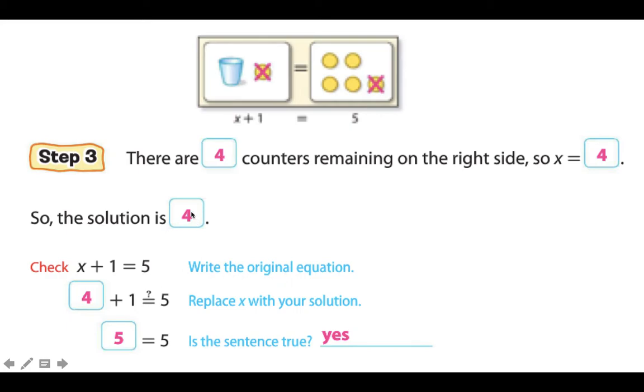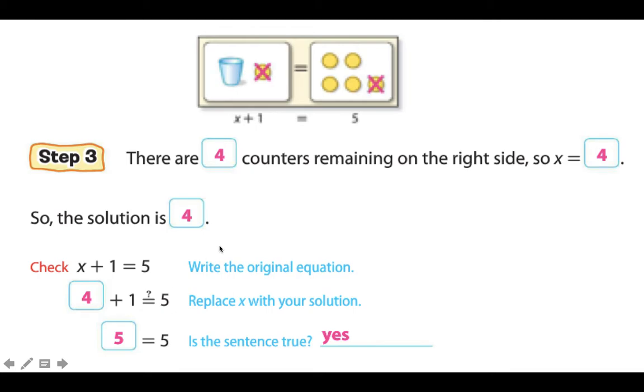Now, we're going to take our solution and replace it in the equation where the x was, just to check and make sure we did this right. So we have the expression 4 plus 1 equals 5. Well, if we simplify 4 plus 1, that does equal 5. And look, we've got a sentence that is true. 5 is equal to 5, so 4 is the correct solution here.